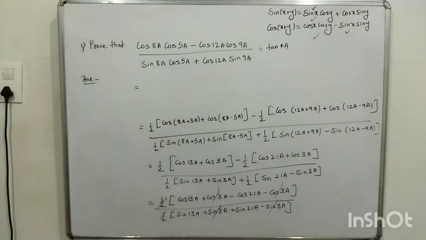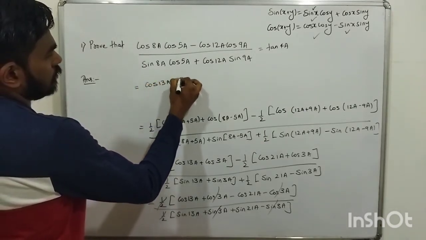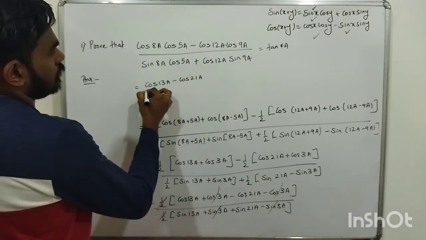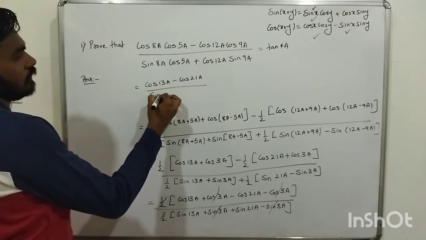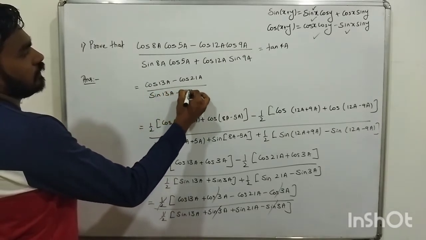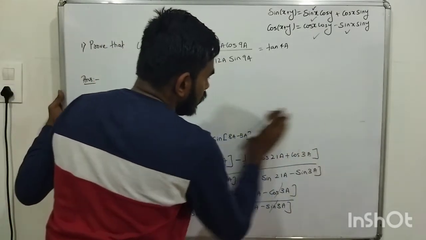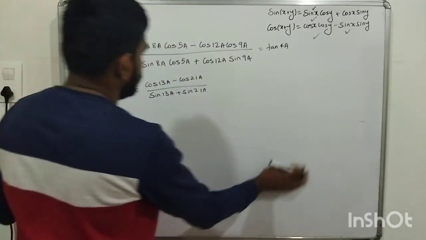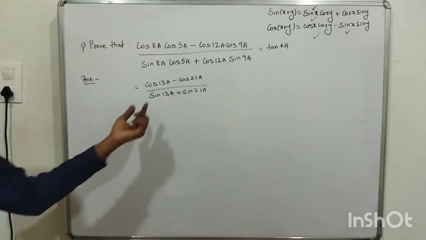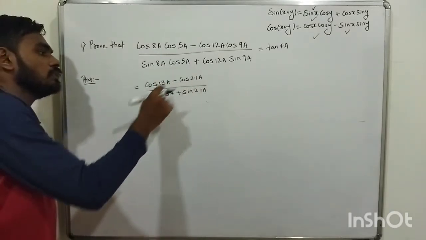So what we get is cos 13a minus cos 21a upon sin 13a plus sin 21a. So cos x minus cos y upon sin x plus sin y. Now here we have to use the factorization formula, not the defactorization formula, since there is cos minus cos and sin plus sin. The defactorization formula is what we had with terms like cos x cos y, sin x sin y.